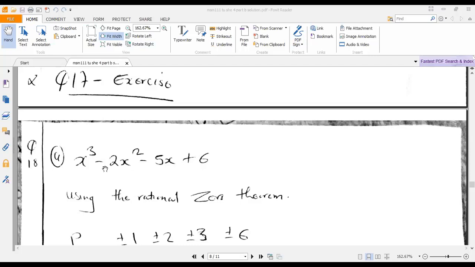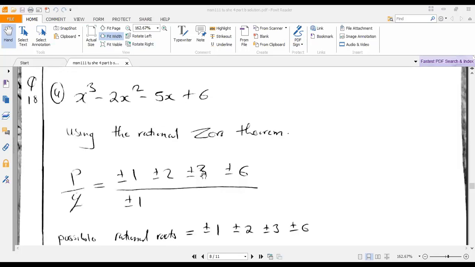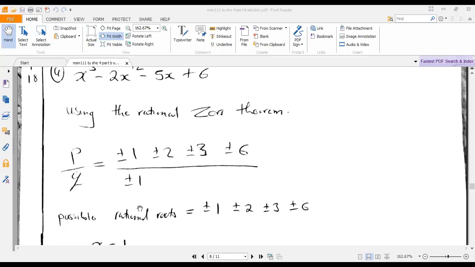Using the rational zero theorem, we know that here the constant, our p, is 6, right? So p is equal to the factors of 6: 1, 2, 3, and 6. We put a plus or minus sign to everything. Then what is the coefficient of this term? 1. So we put plus or minus 1 here. When we divide, these are our possible rational roots.